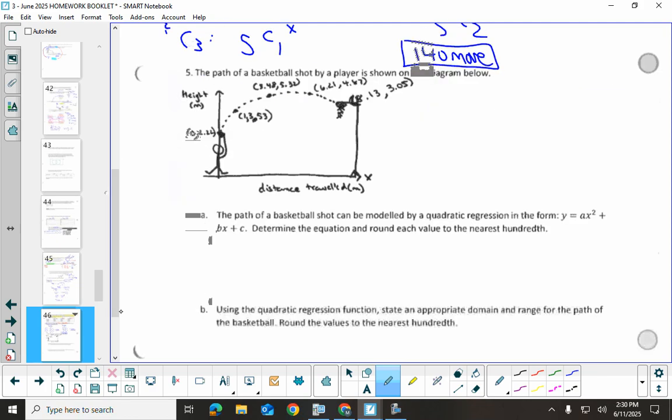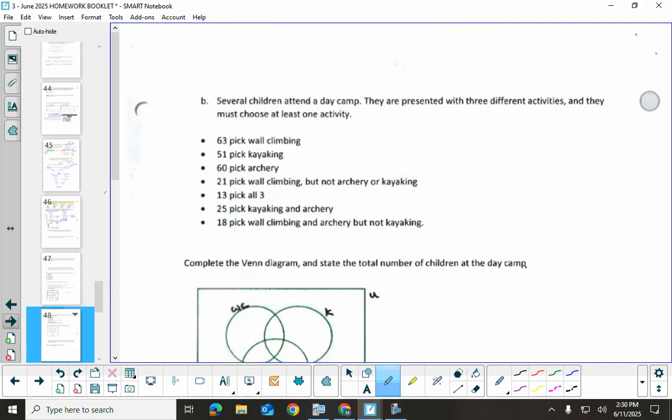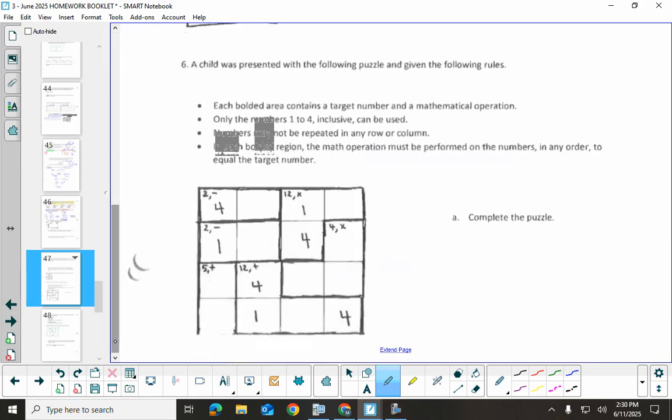Okay, go to question number 6. Okay, so number 6 was from last, so like not the January exam we just had, but from the January before that. So this was from a year and a half ago. Okay, so a child was presented with the following puzzle and given the following rules. We love a good puzzle. Okay.